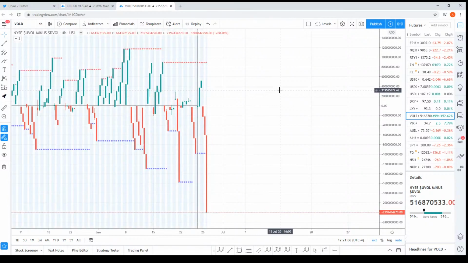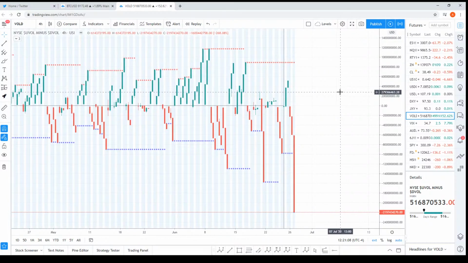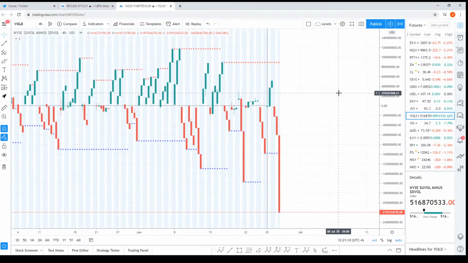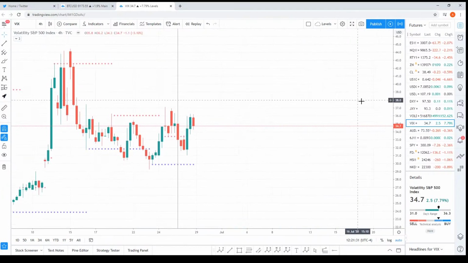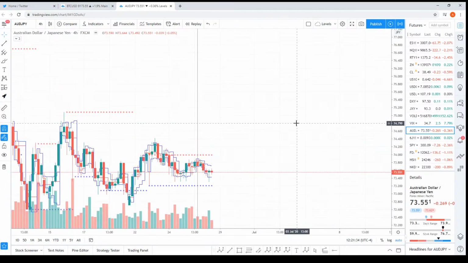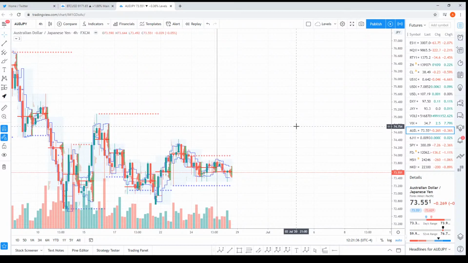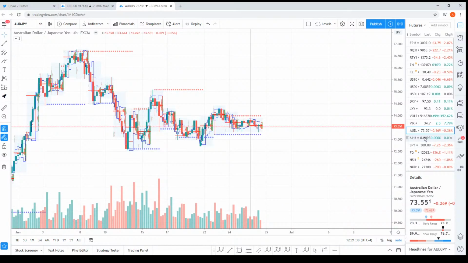I've got VOLD. Basically you take the up volume and the down volume of the NYSE in this case, and it puts it in a nice little chart for you, so it gives you an idea of, is more volume exiting the market or is more money coming into the market. Got the VIX, self-explanatory. I've got the AUD JPY, the Aussie dollar versus the yen.